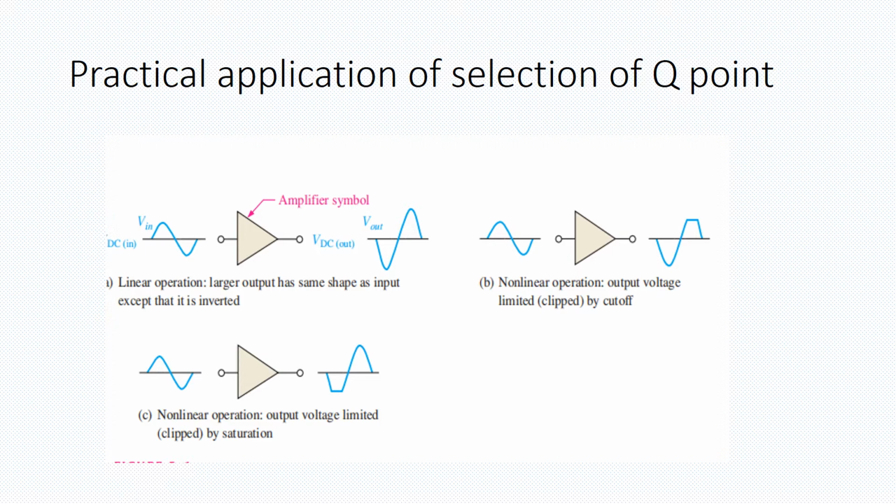When the device is working in the saturation region, you get a voltage clipped in the negative half cycle. When the device is working in cutoff, you get a voltage clipped in the positive half cycle.